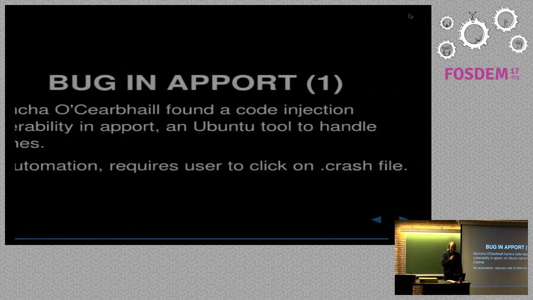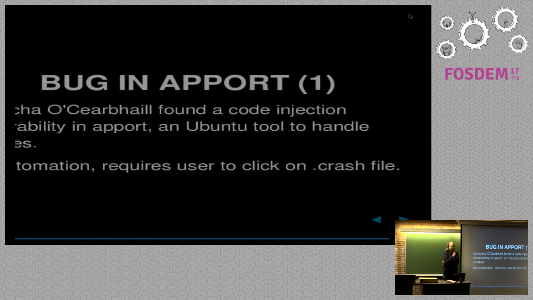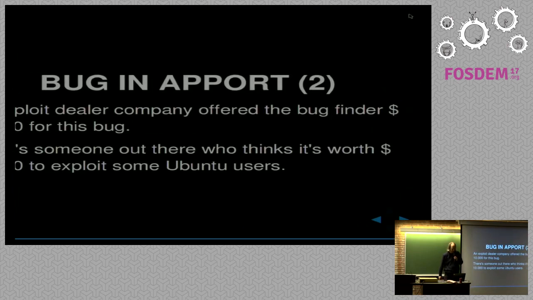And then this shocked me a bit. There was a bug found by a guy, I cannot say his name correctly, so I won't even try. He found a code injection vulnerability in Apport. It's a tool from Ubuntu which is used to handle crashes. It produces a crash file, and if you double click on such a crash file, it gives you some info. Okay, I'll do it quick. Then he asked some exploit dealing company, who sell exploits to governments or whoever, and they offered him $10,000 for this bug. So this means basically there's someone who thinks it's worth $10,000 to attack Ubuntu users.